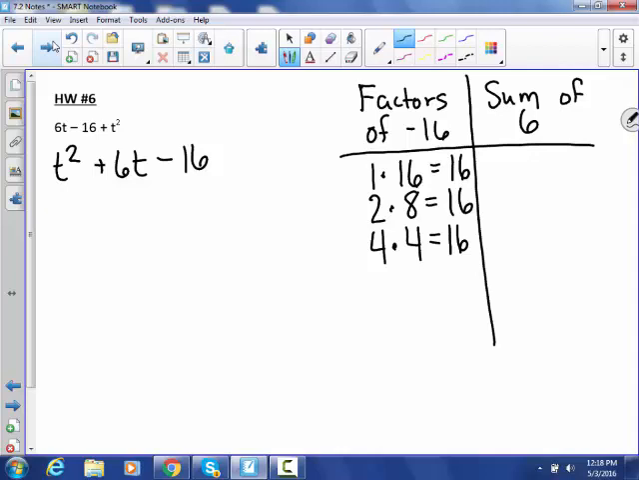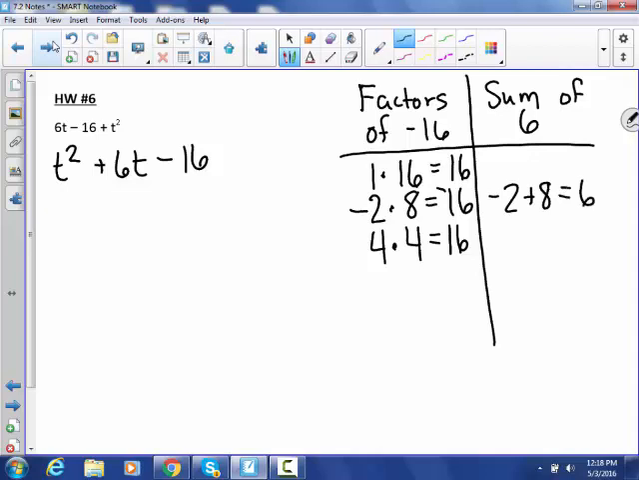So does anybody have any ideas of what we can do to make a sum of 6 and a negative 16 when we multiply? Make the 2 negative. That'll make that negative 16. And then what's negative 2 plus 8? 6. So Zach found it right there.